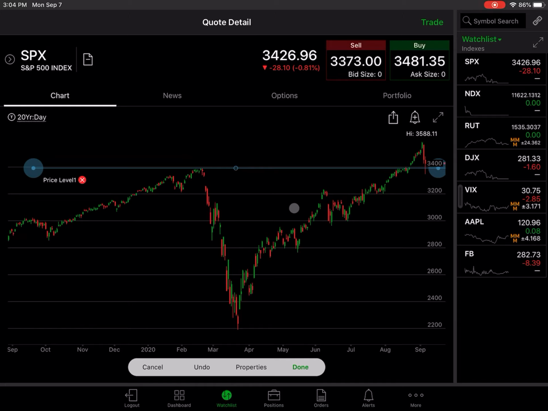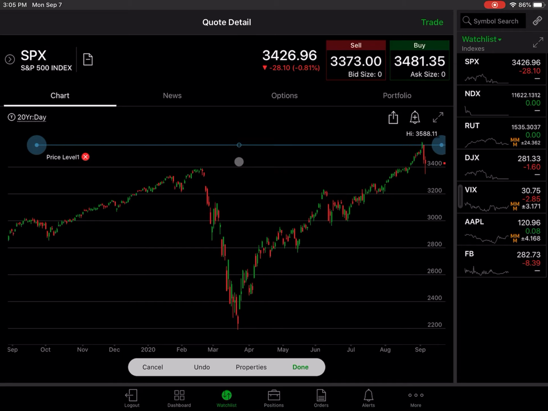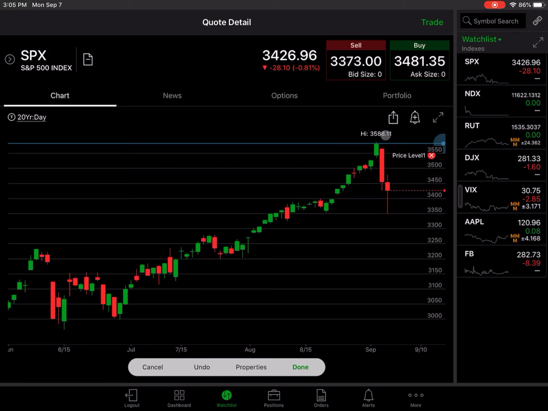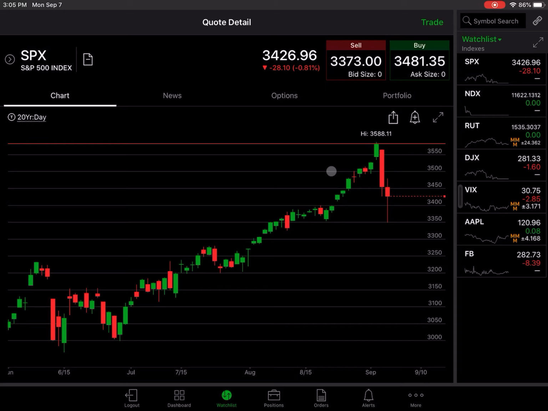The first and most important place that I set support and resistance lines is current all-time highs for basically the year if you're looking at a year chart, but the last 20 years if you're looking at the 20-year chart. You just set it right up there. So you drag it up. You can zoom in if you need to see it easier. You drag it up and just touch it to where that is and say done. And that one's out of the way.